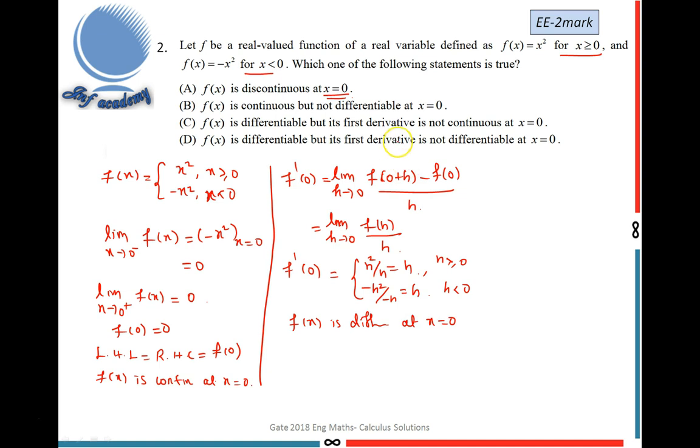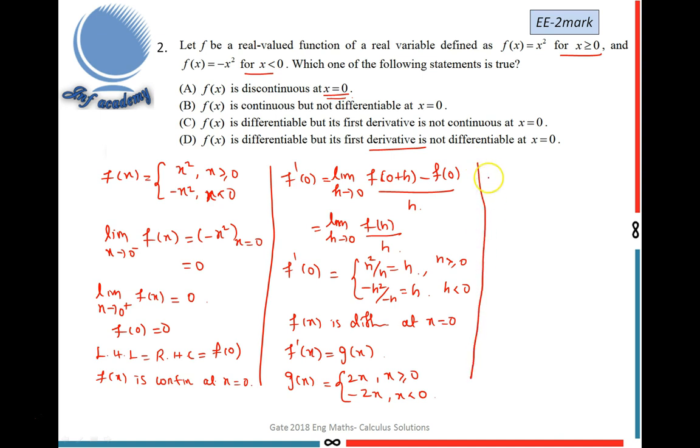Next, we have to check whether the derivative is differentiable or not. Derivative means f dash of x; I put the name g of x. So how to find g of x? g of x is the derivative of f of x: 2x for x greater than or equal to 0 and minus 2x for x less than 0. This is the g of x function. Now g dash of 0.